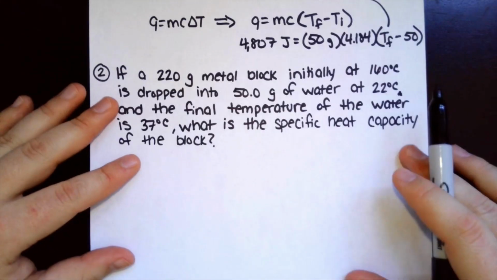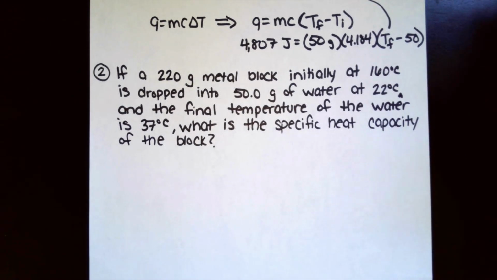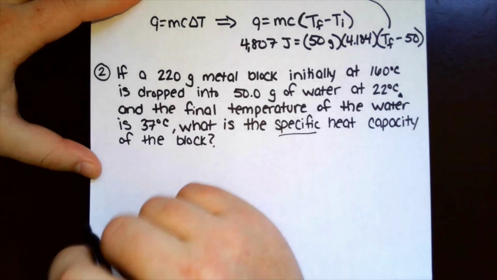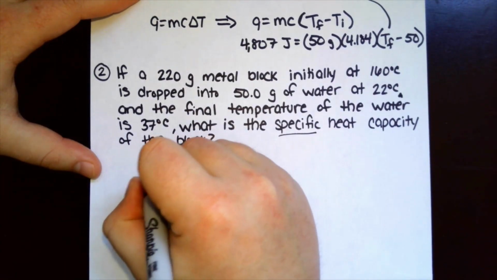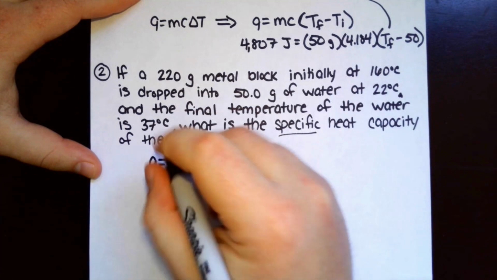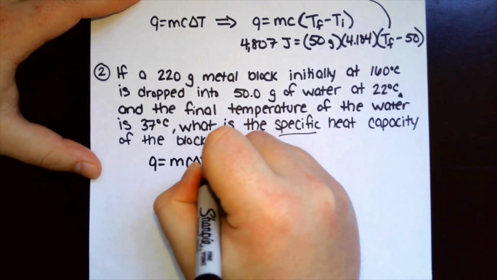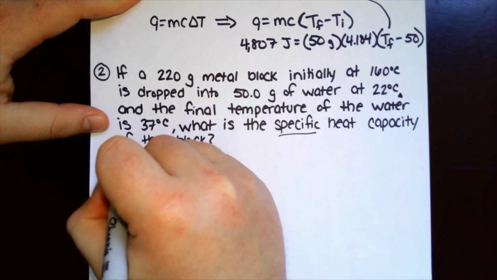Another type of question is this. So if we have a 220 gram metal block initially at 160 degrees Celsius and it's dropped into 50 grams of water at 22 degrees Celsius, and the final temperature of the water is 37 degrees Celsius, what is the specific heat capacity of the block? So again, we're dealing with specific heat capacity. So for this, we need to write out the Q equals mc delta T equation for both the block and for the water.